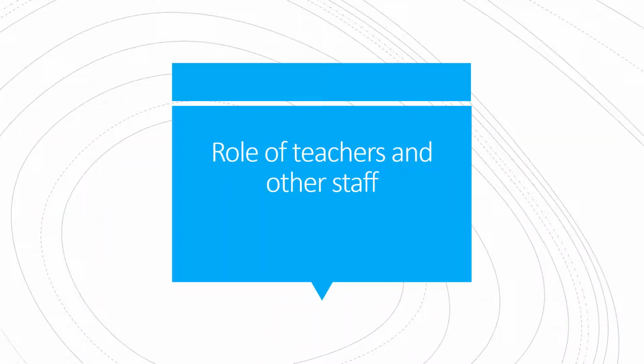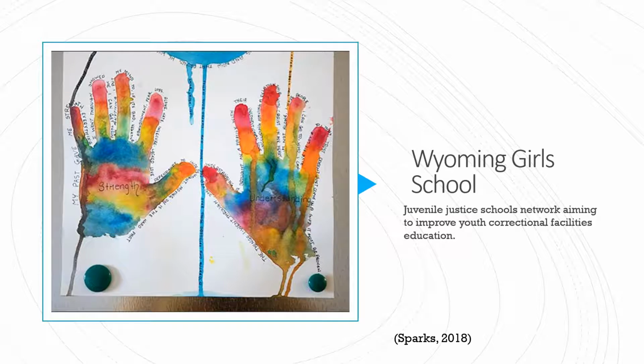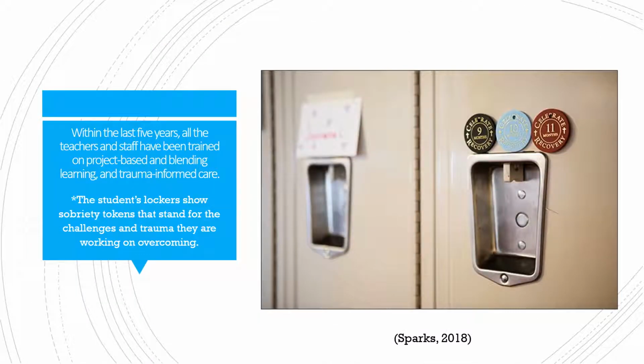The role of teachers and other staff. Here are some important points of information that link to teachers and other staff. Although this information can all be a little disheartening, there are schools within prison systems, such as the Wyoming Girls School, and they're aiming to improve youth correctional facilities education. And so here, what's visualized is a strengths-based method that is being used within their program. So this continues to be a great example of how using evidence-based practice is really important.